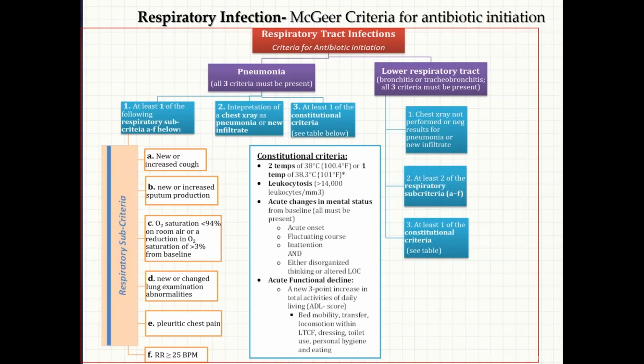Okay, so we also made a McGeer flowchart for respiratory tract infections. It has two arms, a pneumonia arm and a non-pneumonia arm. For non-pneumonia, you have the negative chest x-ray, then you need at least two of these respiratory sub-criteria. These are just specific symptoms. And then one of the constitutional criteria, so either fever or leukocytosis or changes in mental or functional status. If you have the pneumonia, you need just one of the constitutional and one of the respiratory sub-criteria along with the positive chest x-ray.